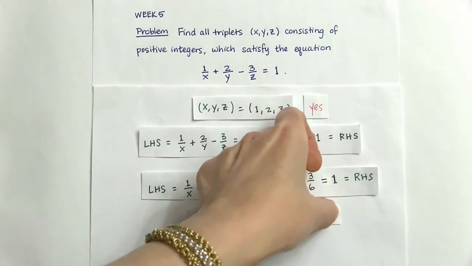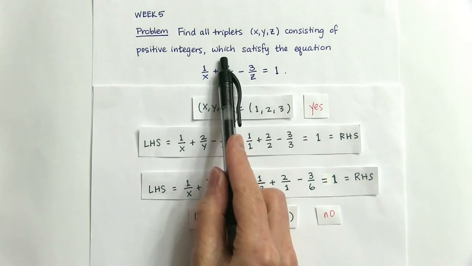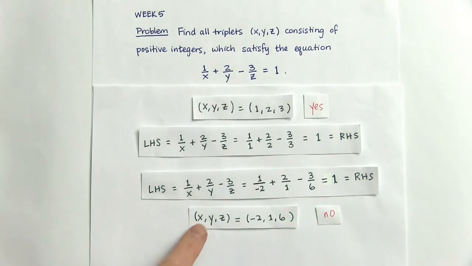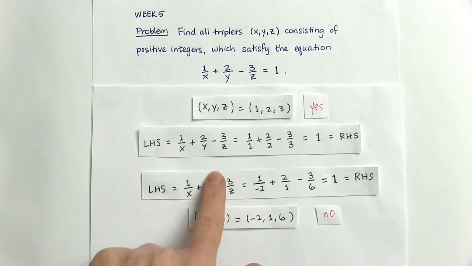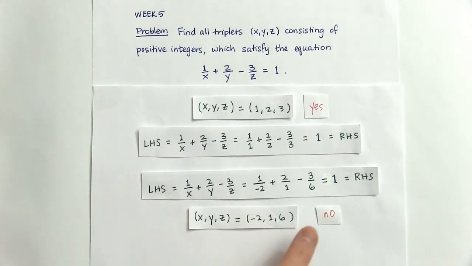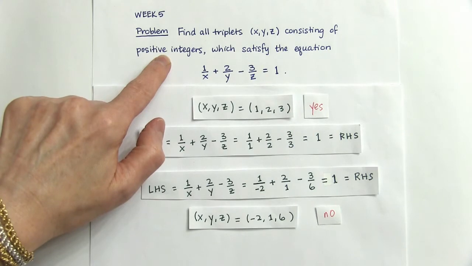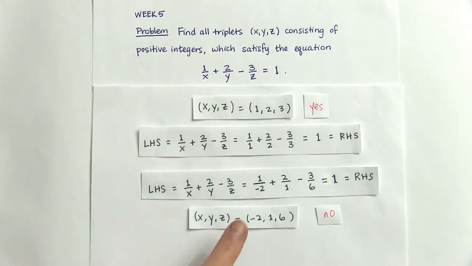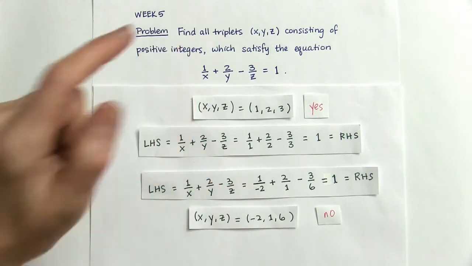And yet, no, this is not a solution to this problem because we are being asked to find x, y, z that are positive integers that satisfy the equation. And because x is negative, I have not found a triple of all positive integers which satisfies the equation. So this triple is not a solution to this problem. It solves the equation, but it doesn't solve the problem. Because the problem specifies that we need to calculate positive integers x, y, and z that solve this equation. So solutions to this equation where some or all of the integers are negative will not be accepted as a solution to this problem.